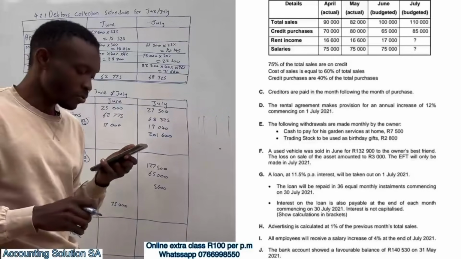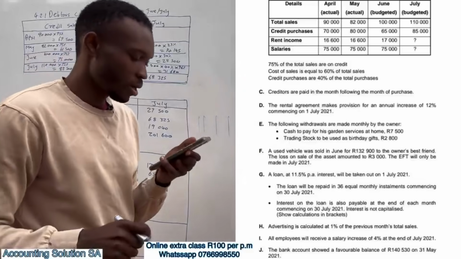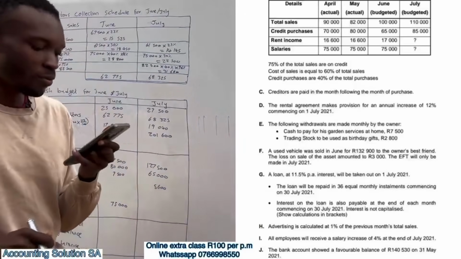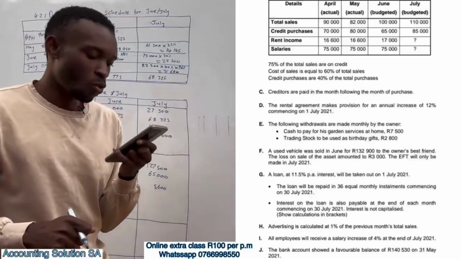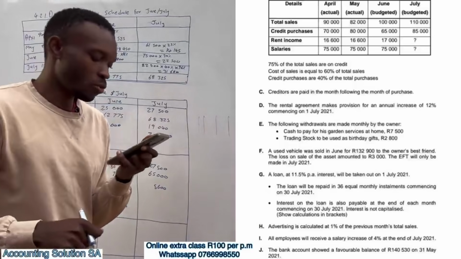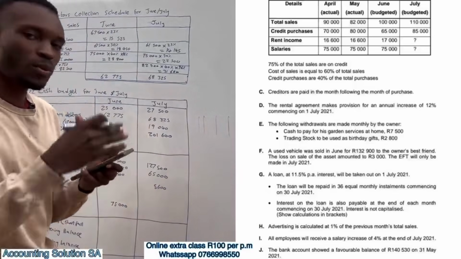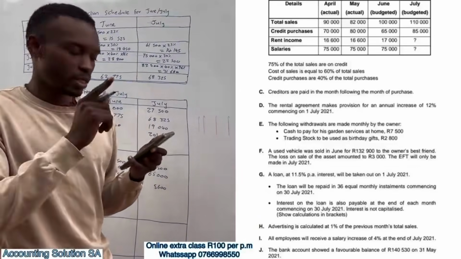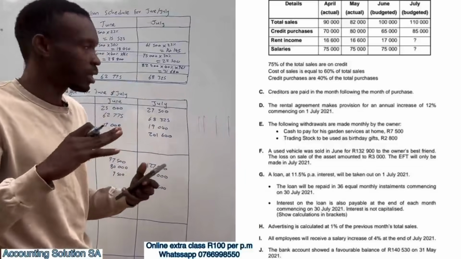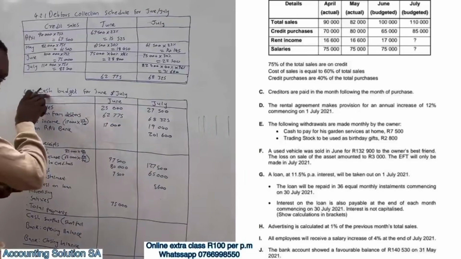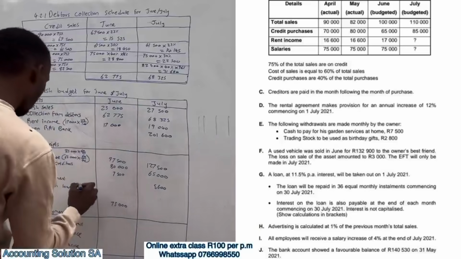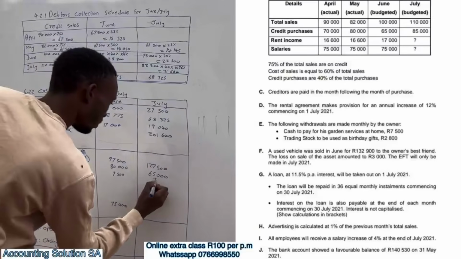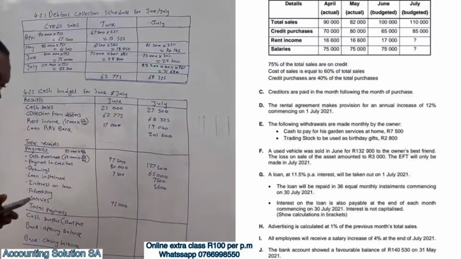The following withdrawals are made monthly by the owner. Cash to pay for his garden service at home 7,500 and trading stock 2,800. Which one do we take? We only take cash. Trading stock is not cash. We are dealing with cash only because it's a cash budget. We're going to include drawings of 7,500, just like that.